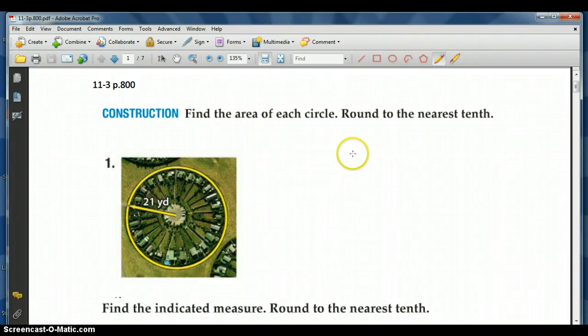Here we have section 11.3, area of circles and sectors, starting on page 800, number 1. Find the area of each circle, round to the nearest tenth. So the area of a circle is given by the formula pi r squared, where r is the radius, the distance from the center to the edge of the circle. In this case it is 21 yards.